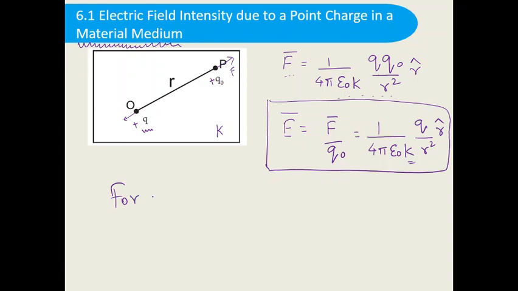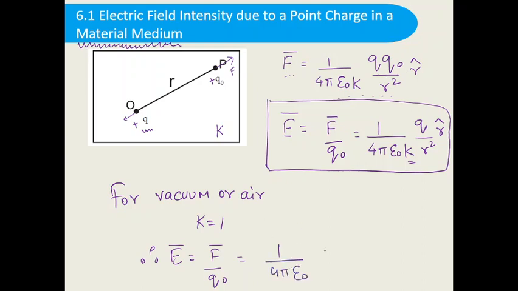For vacuum or air, what is the value of k? The k value is equal to 1. So what is the value of E bar? E bar is equal to F bar divided by Q0, which is equal to 1 upon 4 pi epsilon 0, with k equal to 1, q divided by r square into r cap. So this is the electric field intensity due to a point charge present in the material medium. Okay, so this is all about the electric field derivation, or we can say the electric field formula. So please pause the video and complete the notes.